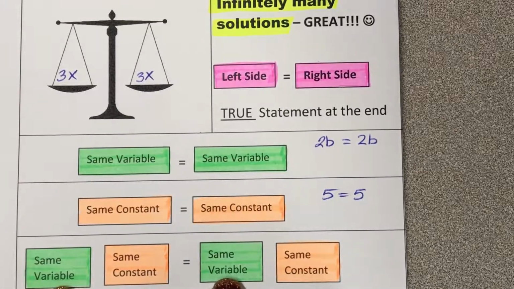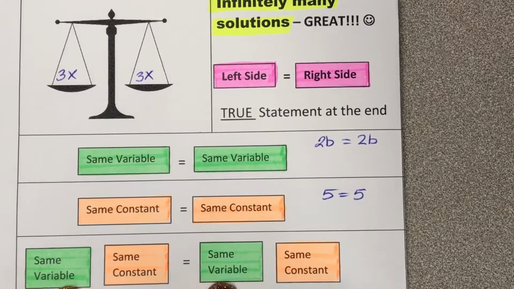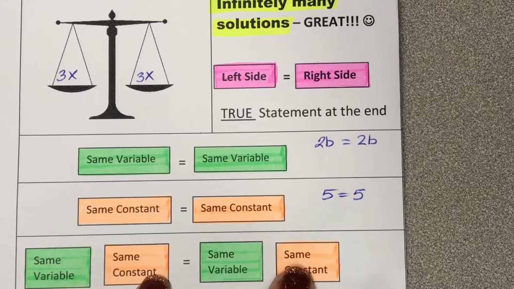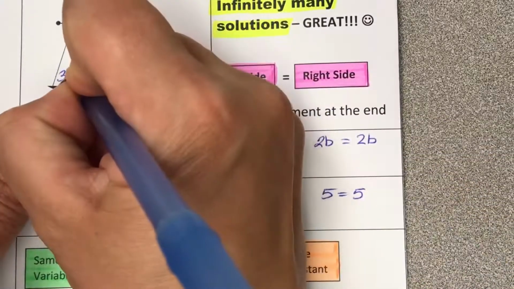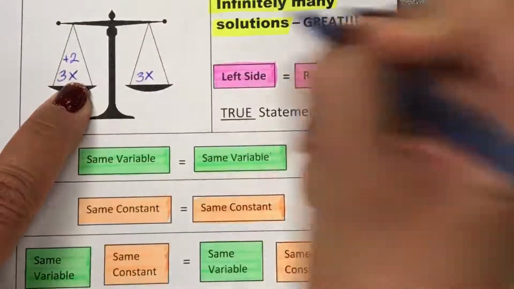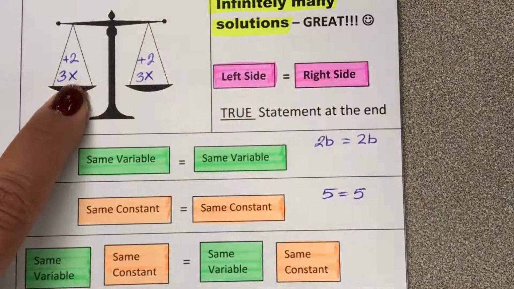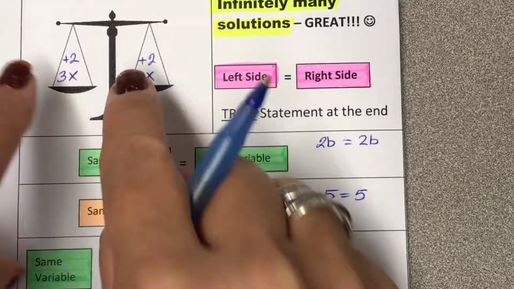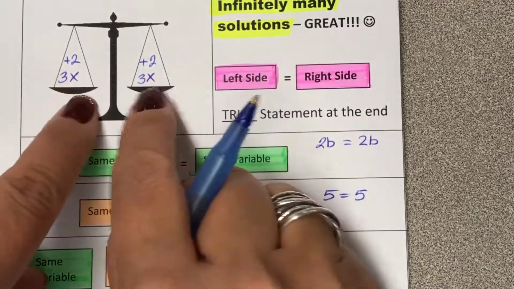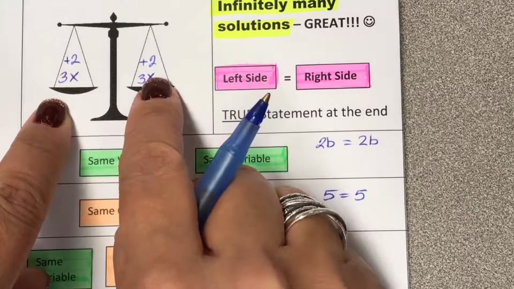Same variable on both sides, added or subtracted with the same constant on both sides. What that means is, let's say I have 3x and I put plus 2 here and plus 2 here. So the same variable term plus the same constant. 3x plus 2 on both sides, left equals right.